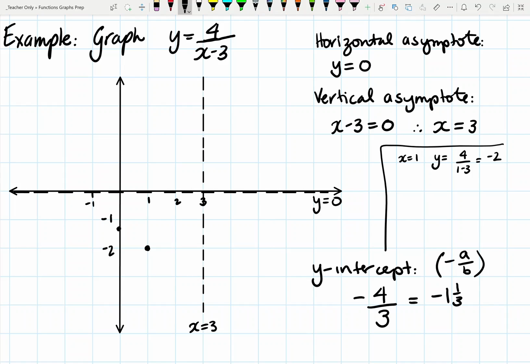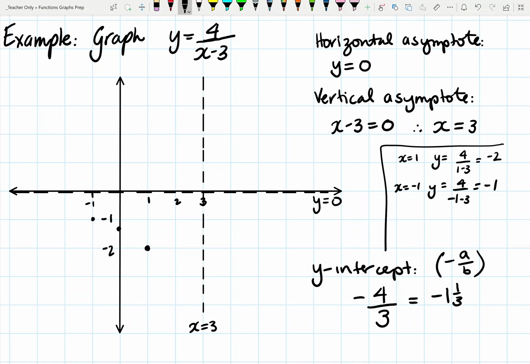When x is negative 1, y is going to be 4 on negative 1 minus 3. Negative 1 minus 3 is negative 4. 4 divided by negative 4 is negative 1. So it's going to go through there. And you can plot a few other points too and get the general shape.